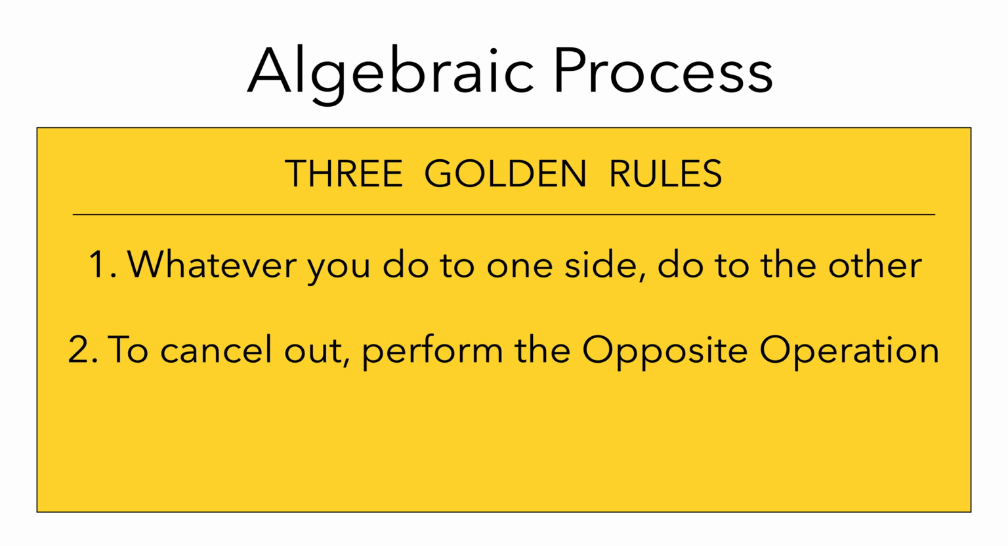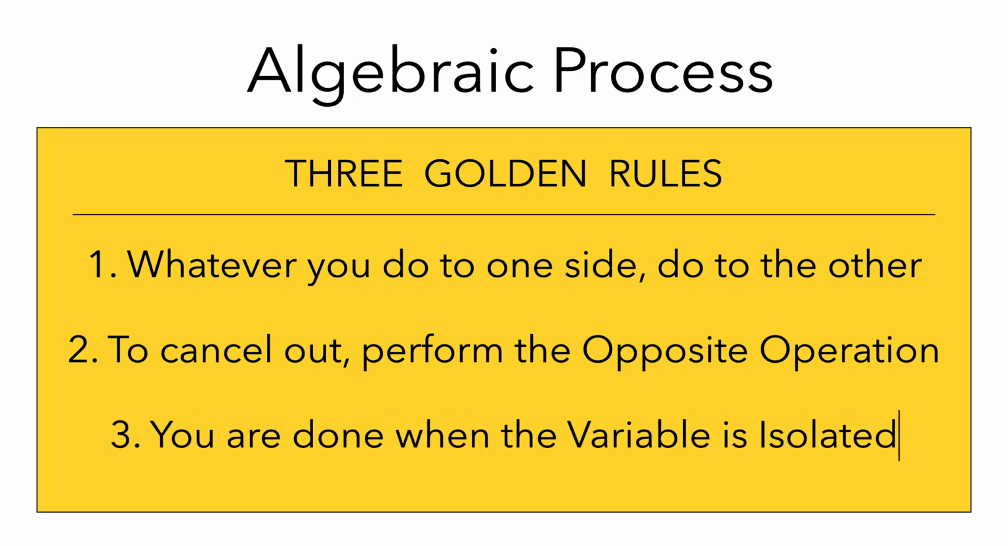And then the third and final golden rule is you are done when the variable is fully isolated. So when you have just x equals something and there's nothing else around x, that is when you are done.